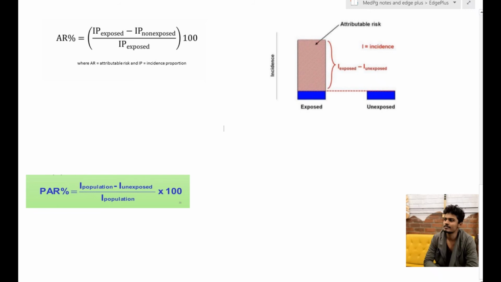I hope you got the idea. If the risk factor is modified or eliminated, there will be so much annual reduction in the incidence of the disease in a given population. That is called population attributable risk. So just think about the denominator. I told you it is about the population, so naturally it should be the incidence of the population. That is the total disease in the population.